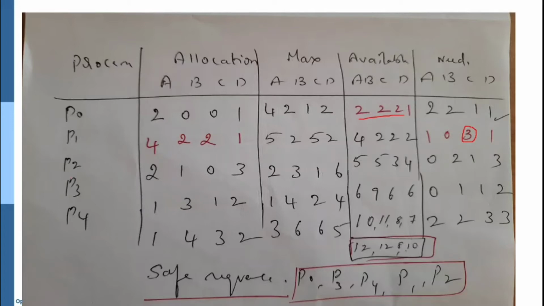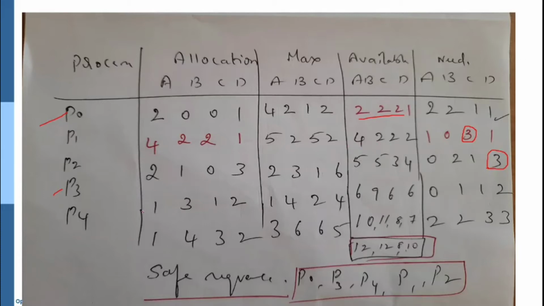So what about P2? The requested resources for D is 3, but we have only 2, so we cannot go for P2 also. So once we go on for P0, and we go for P3. What P3 requires is 1 1 2. So we can satisfy this condition. So we go for this.